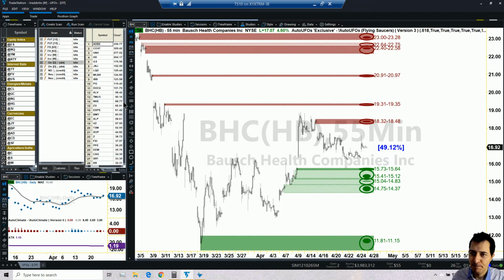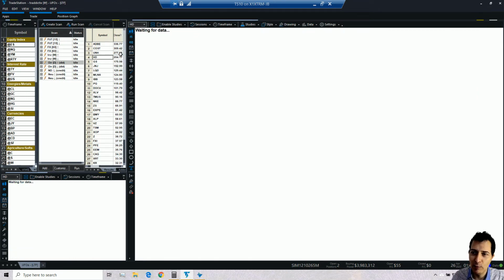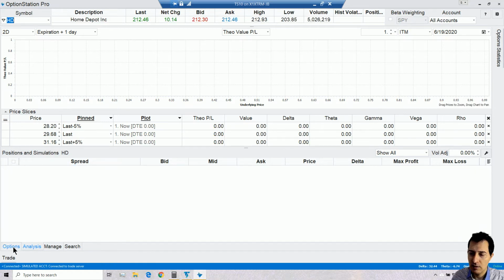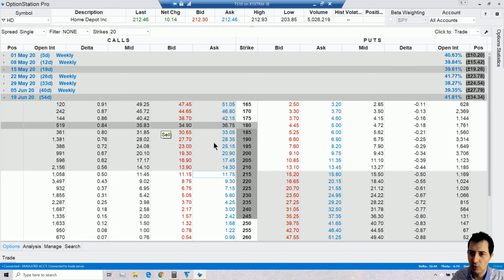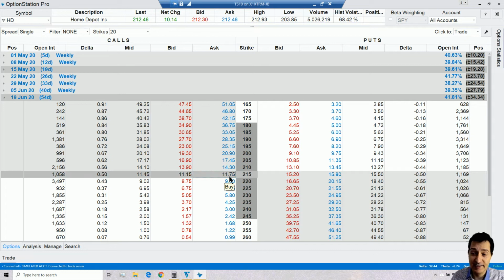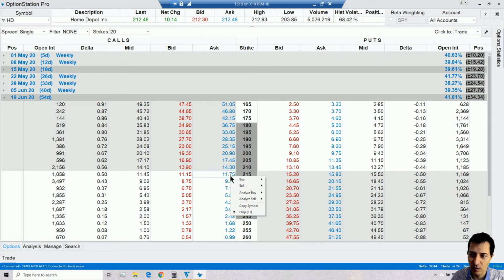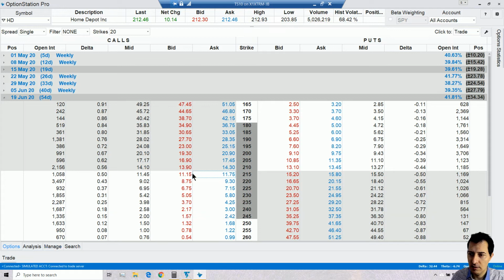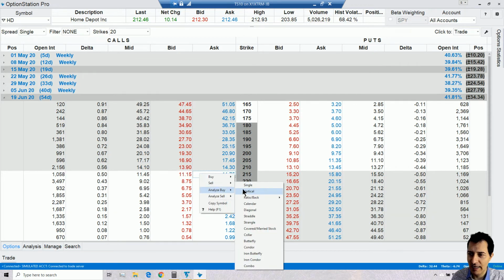Let's say you're going to trade options on Home Depot. Home Depot is a $200 stock. So let's say you come here, HD, Home Depot, and it's $211 now. So let's do the same thing: analyze and buy a single, and analyze and buy a vertical spread.